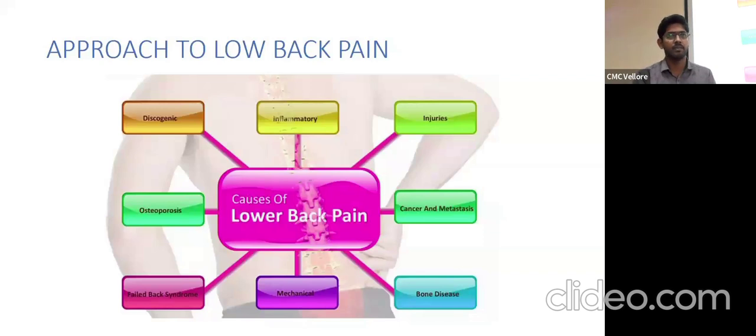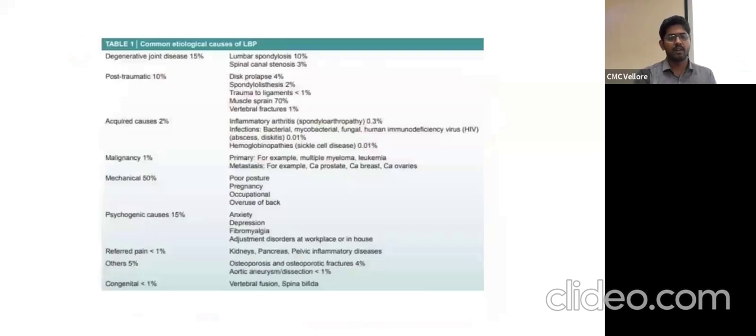The causes of low back pain could be injuries, inflammatory, cancer, metastasis, mechanical, or osteoporosis. The common etiological causes we generally see: mechanical is the most common at 50%, which is due to poor posture, pregnancy and occupation-related causes.